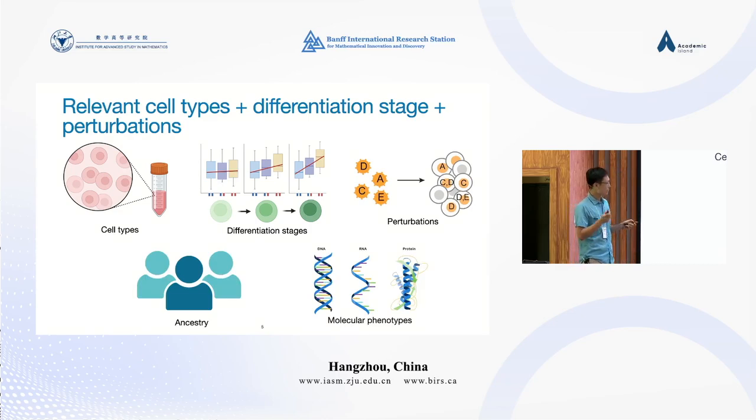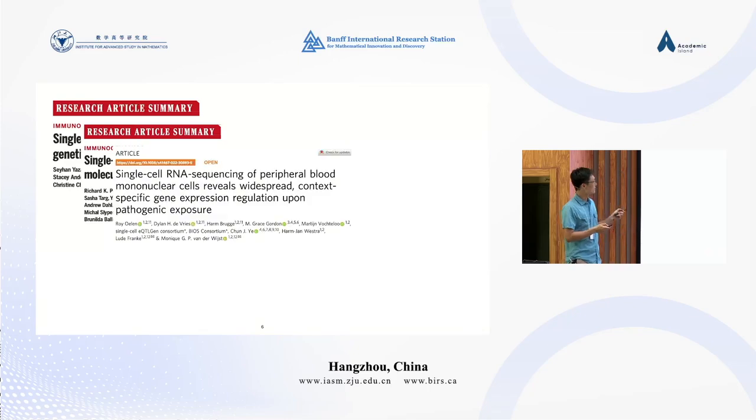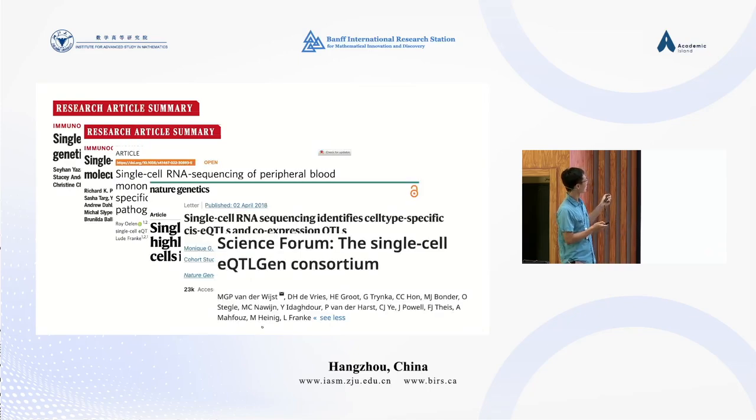But my argument today is that in addition to these three, we also have to take a close look at different ancestry and also different molecular phenotypes. And I'll tell you the reason later. There has been a whole slew of papers published from 2022. So these are the two initial papers, all the way to 2024. And these are really high-end papers.